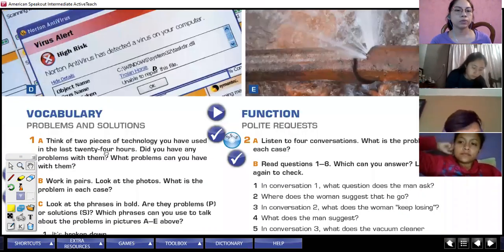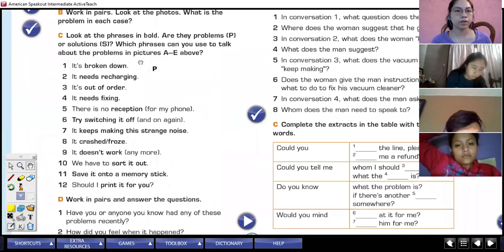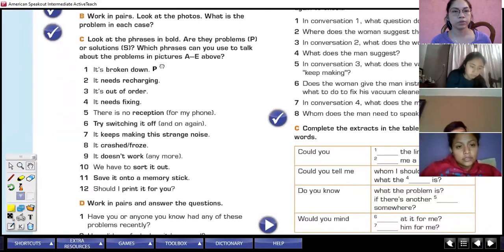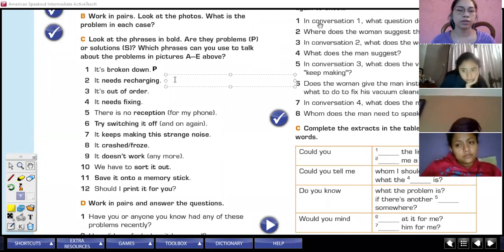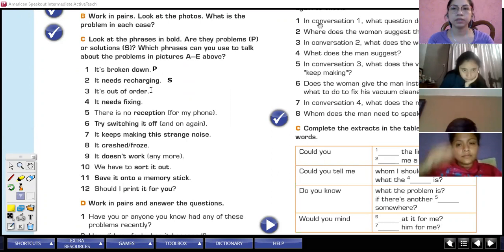And let's do number 2. Who can read number 2? Paola, please. It needs recharging. Recharging. Is that a problem or a solution? Solution. Good. And that is picture letter E. C. Correct. Okay.